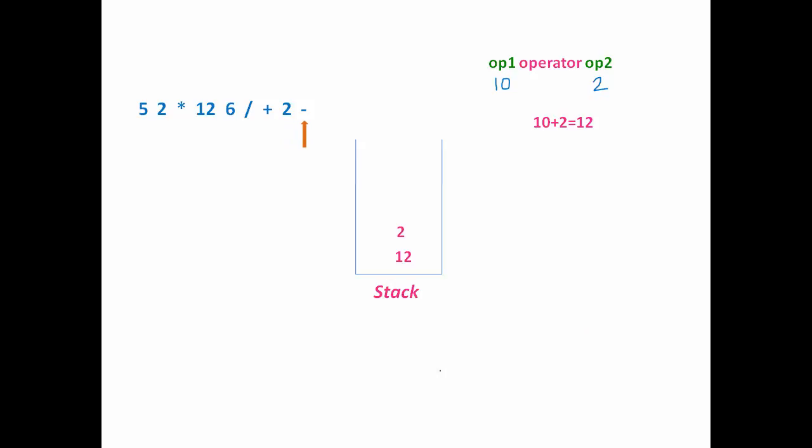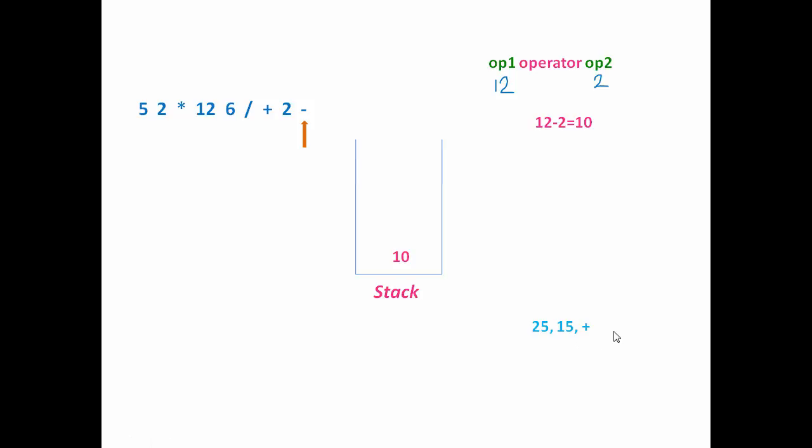It is an operator. We pop the top two elements. First we pop 2, then we pop 12. 12 subtraction 2 is 10. Push it back to the stack, and this is our final result. One thing I must say here, if the operands are more than one digit, then you can use comma or space as a delimiter. Here we use comma to separate the numbers or operands.